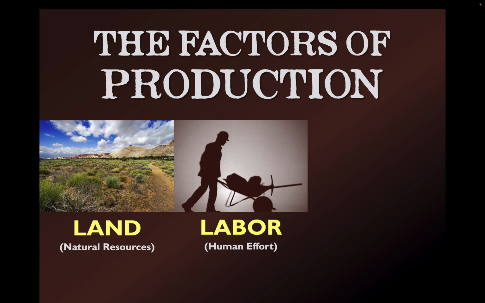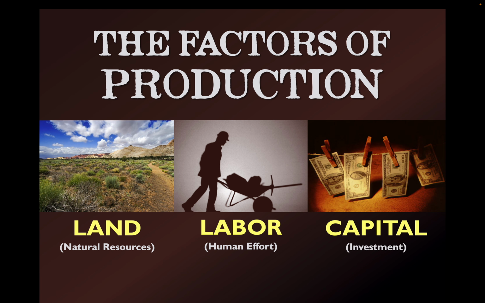The next is labor. That's the human effort portion of it. You need people, whether it's physical labor or mental labor, either way, human effort needs to happen in order to create a product. And then you need capital. That is investment money. It's hard to make money without money. I mean, it's possible, but you do need some sort of starting cash, right? So you need to be able to buy the land. You need to be able to pay your workers in order to produce a product.